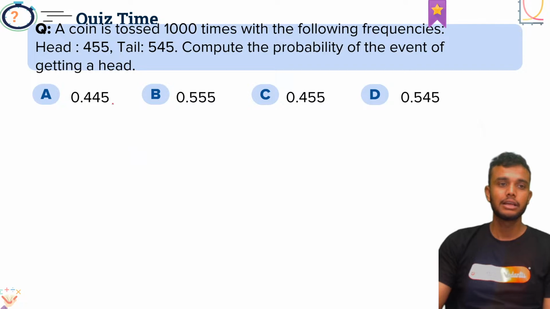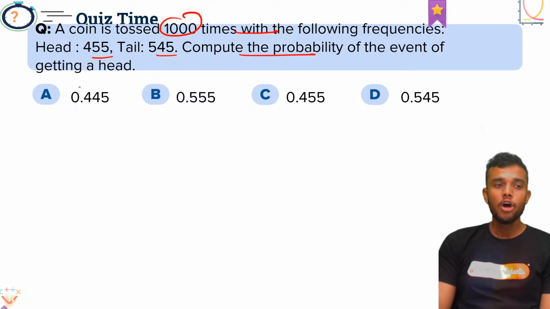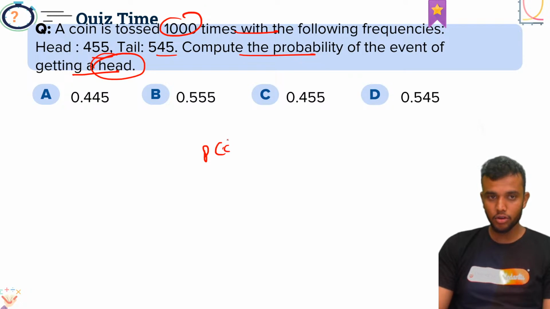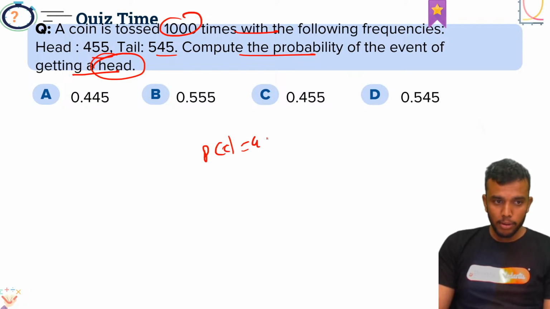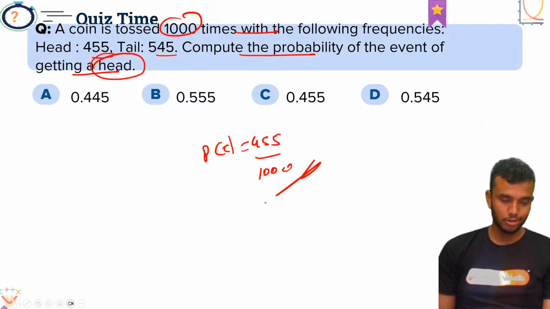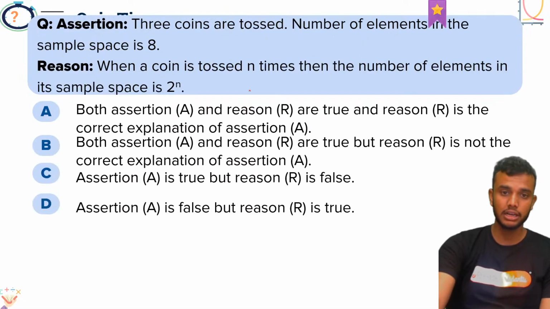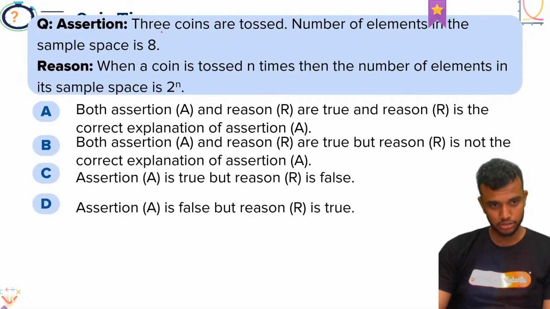Next question, guys. A coin is tossed 1000 times with the following frequencies: head 455, tail 545. Compute the probability of getting a head. Very easy. P of E is equal to 455 divided by 1000. If you do that, you get the answer. The answer is C, 0.455. Very easy. Next question: an assertion and reason question, students.